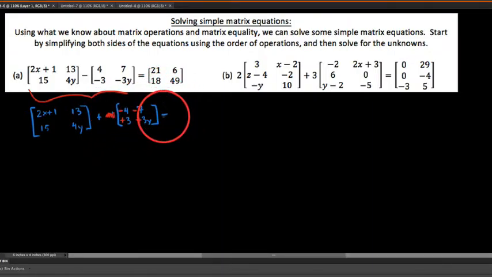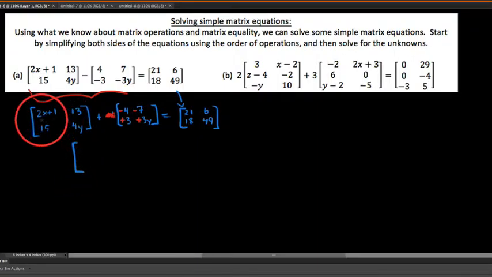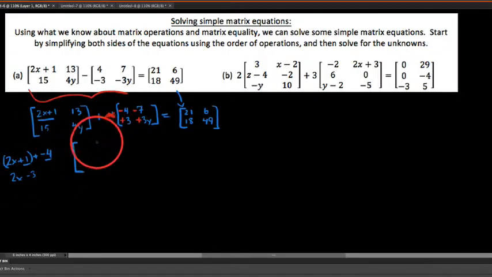Now I'll just go ahead and write the matrix on the right here: 21, 6, 18, and 49. We're saying that these still are equal. Let's go ahead and add these entries on the left. It is algebra, so we're just going to combine like terms. When you take 2x plus 1 plus a negative 4, the positive 1 and the negative 4 combine, and we just get 2x minus 3. So 2x plus 1 minus 4 is really 2x minus 3.